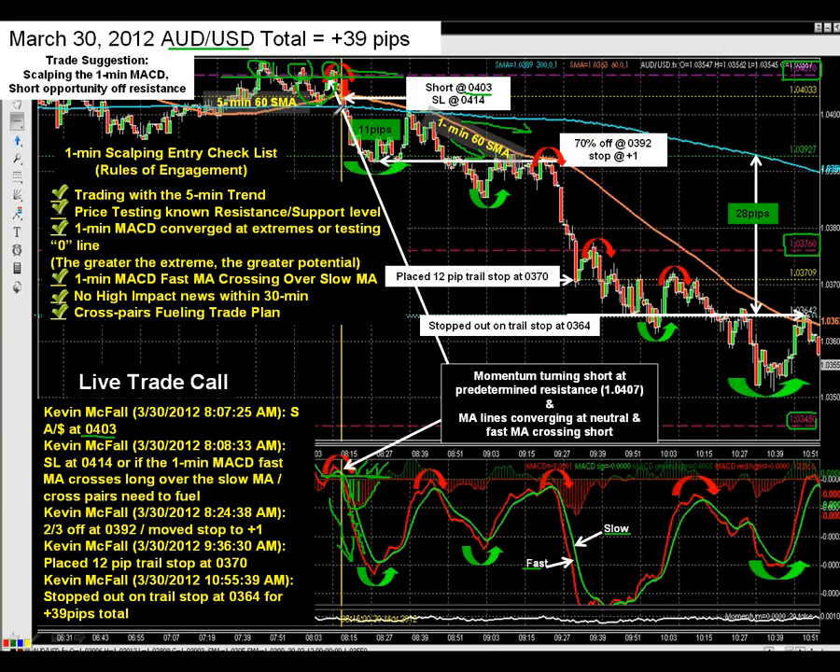Price came from that resistance and from our entry right on down to our first opportunity to take a position off, where we took 2/3 or 70% of our position off at 0392. You can see that here also on the live trade call. 2/3 off at 0392 gives us 11 pips, gives us 10, and covers our spread. And we keep a small position on to see if we can get this price to move down further.